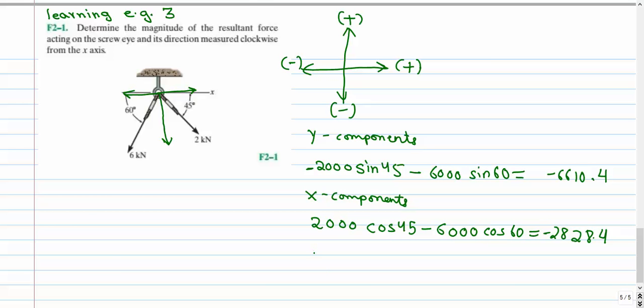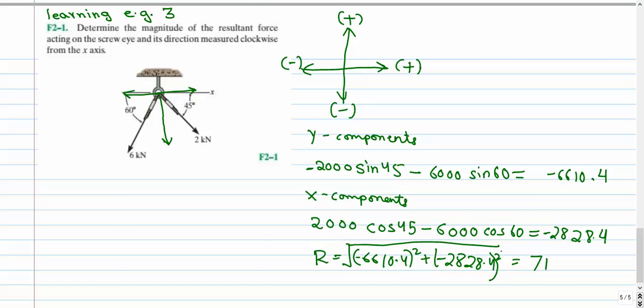For the resultant, we're just going to use the formula that is under root, square of the y component whole squared added to the square of the x component squared. So this is going to give us 7190.1. This is the magnitude of the resultant force.